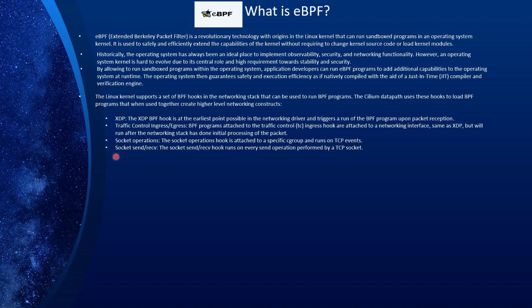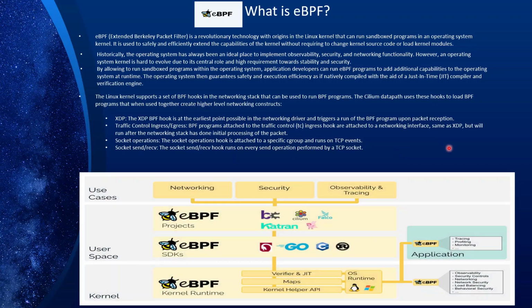Socket operations. So the socket operations hook is attached to a specific cgroup and runs on TCP events. And the last part is socket send and receive. And these hooks are run on every send operation performed by a TCP socket. So this is a nice picture of how everything comes together.